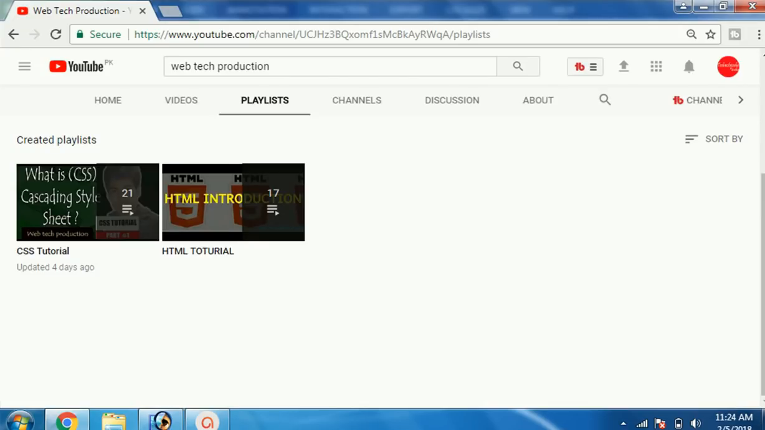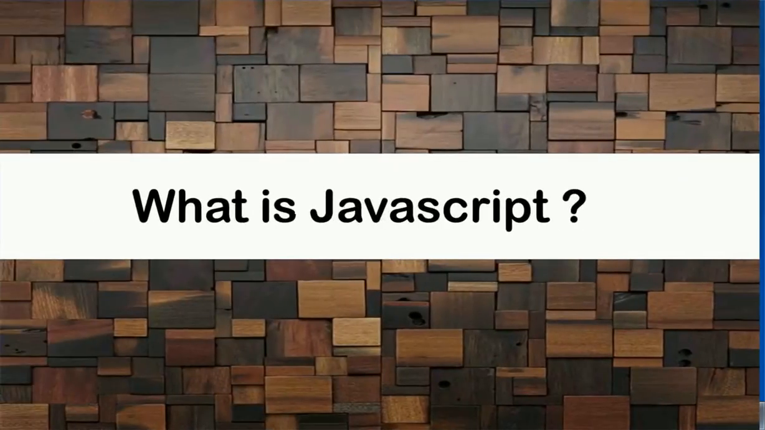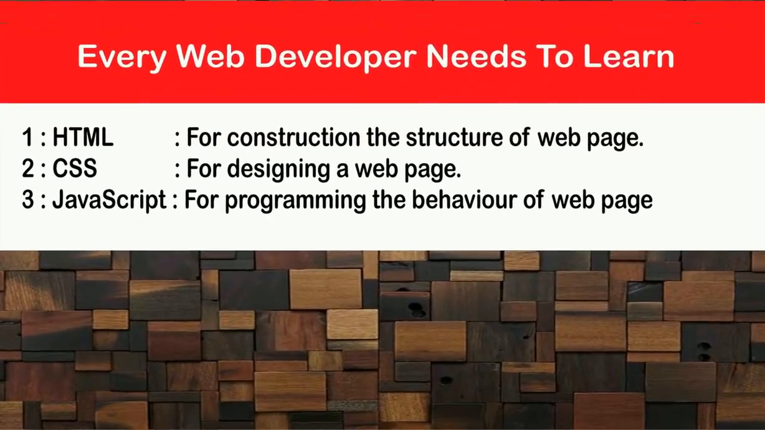So in the starting video of teaching JavaScript, let us see what is JavaScript and what can we do by using JavaScript. First, let us see what is JavaScript. In fact, JavaScript is a programming language and it is one of the three languages that everyone who wants to become a web developer must learn. These programming languages are HTML, CSS and JavaScript.